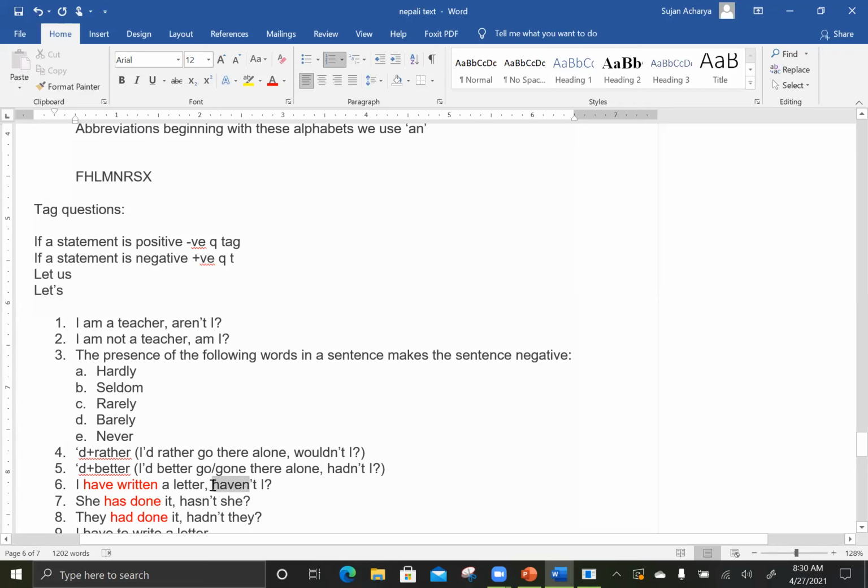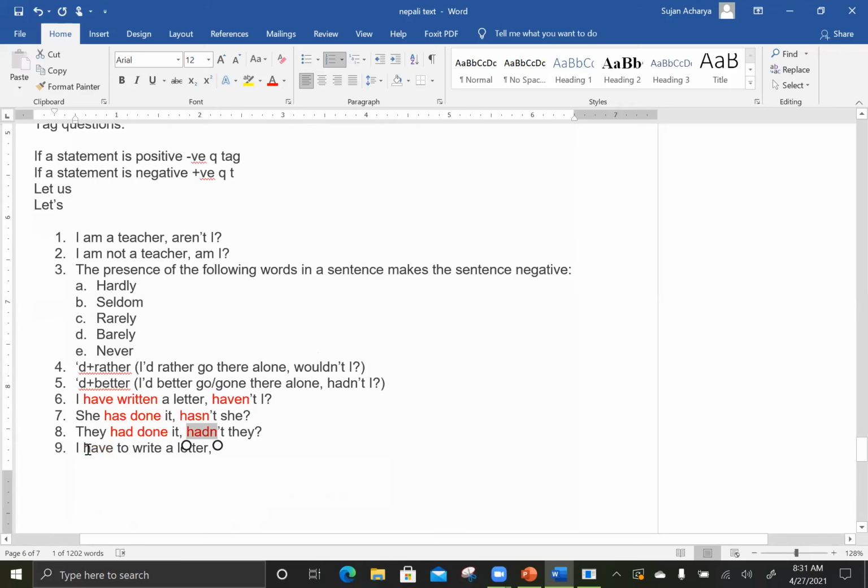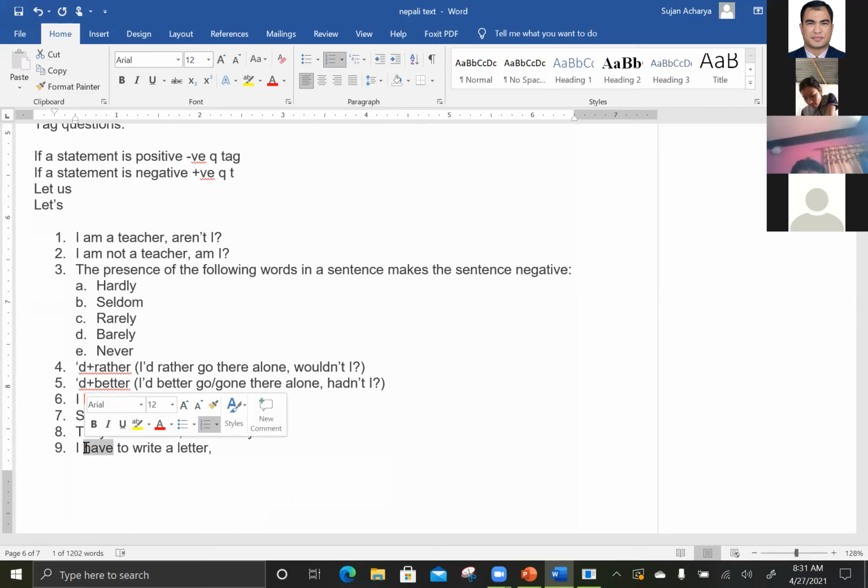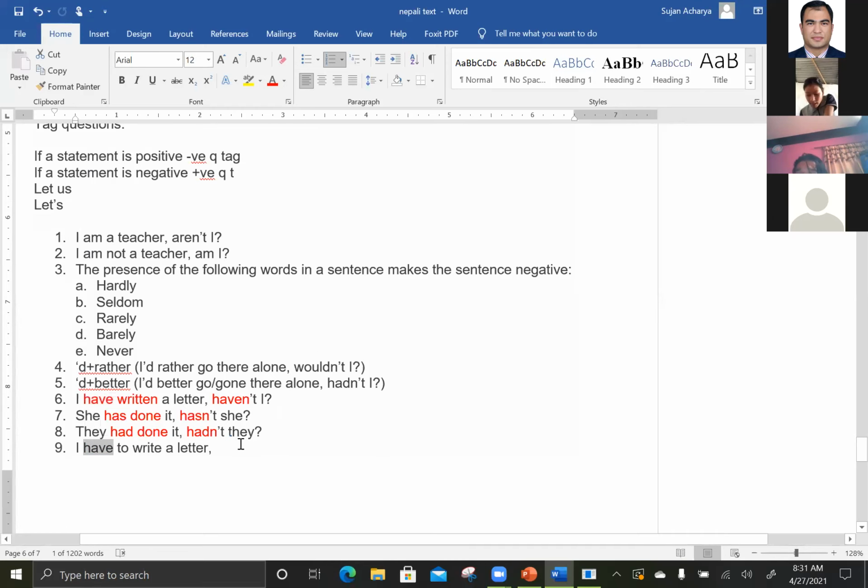add in the question. Whereas if have has had is not followed by V3, have has had, they are called auxiliary verb. Why? Because they are used in making perfect tenses or perfect continuous. But if have has had is not followed by V3, then we use do, don't I?